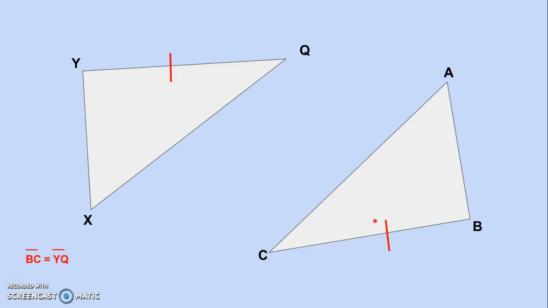Because if the measure of one line is equal to the measure of another line on a different triangle, then all you need to determine is the measure of another side, and you'll be able to determine whether or not the third remaining side is equal.